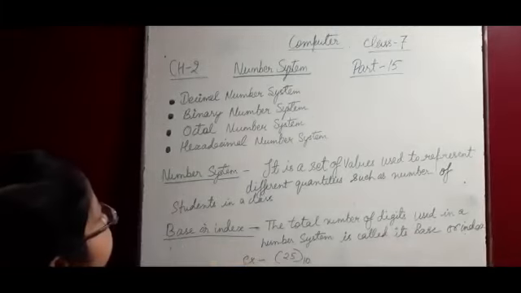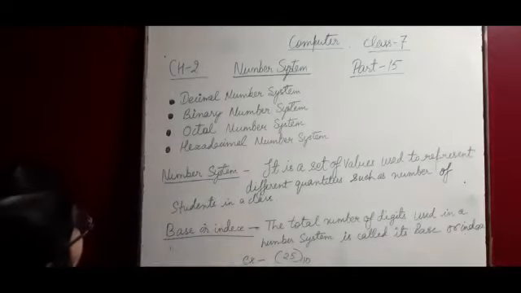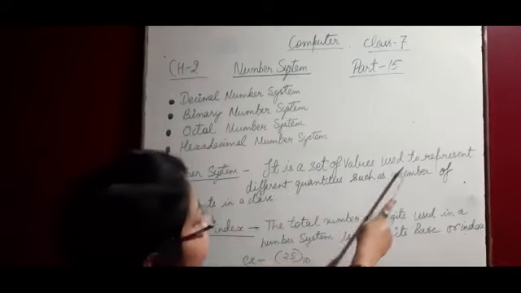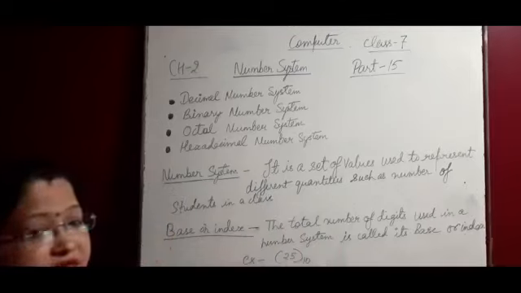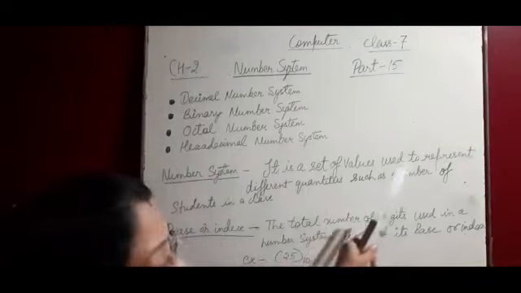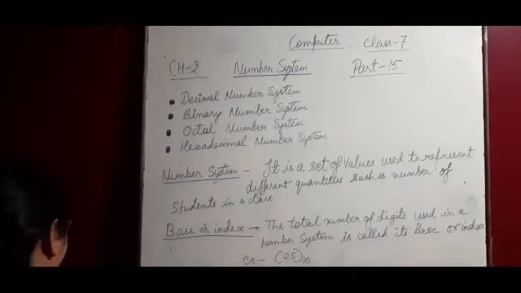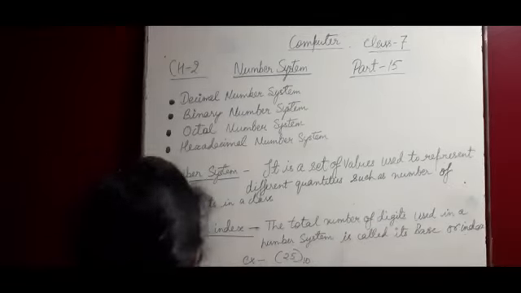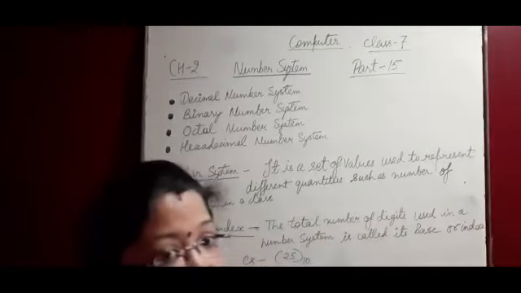I am going to teach you first the meaning of number system. A number system is a set of values used to represent different quantities, such as the number of students in a class. Just like the number of viewers watching a particular show, or the number of students in a class. So this is called the number system.